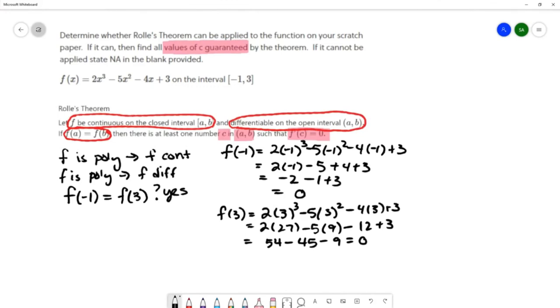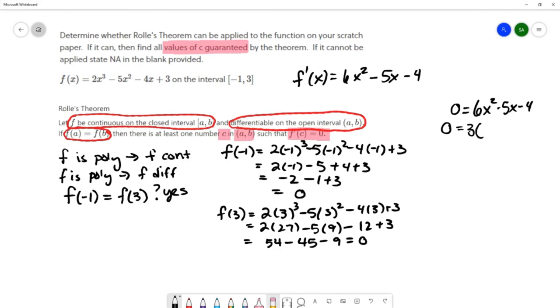So let's calculate the derivative. The derivative of f would be 6x squared minus 5x minus 4. And we're guaranteed to have a value where the derivative is 0. So let's set the derivative equal to 0 and let's solve this equation. I can factor out a 3. Nope. I can factor out a 2. I've got to go back because I've calculated my derivative incorrectly.